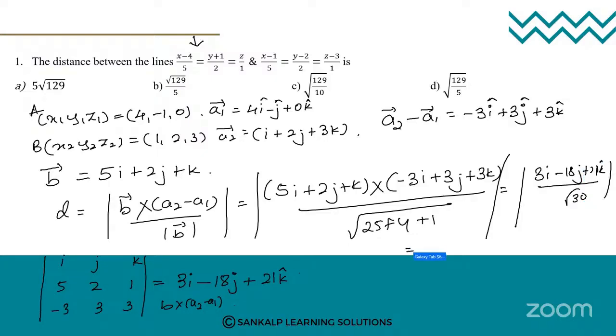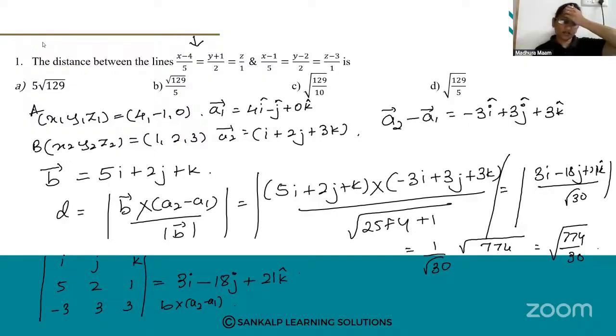This is anyhow 1 by root 30. Again, square root of 3 square is 9 plus 18 square plus 21 square. 21 square is 441, plus 9, that is 450, plus this 324. I'll write directly here. It comes to 774. Correct? So this is root 774 by 30.